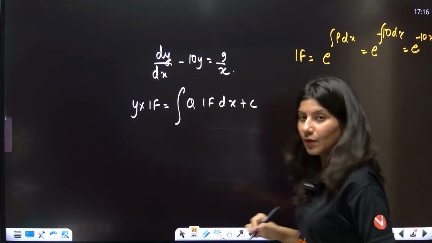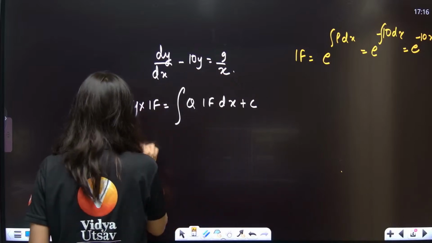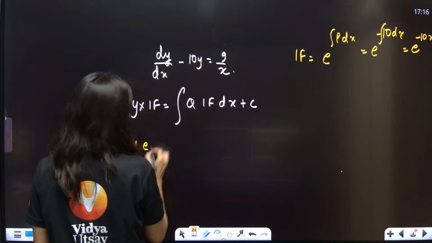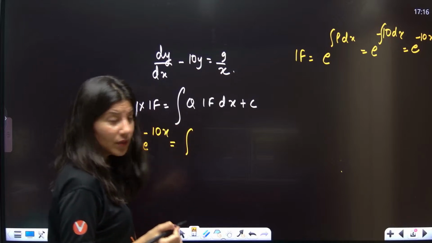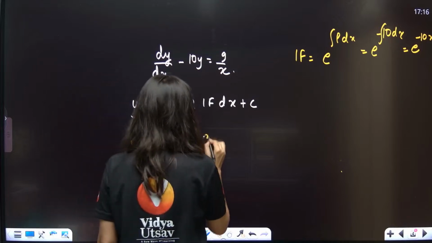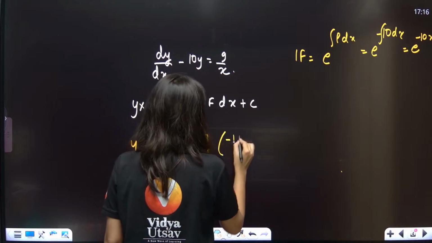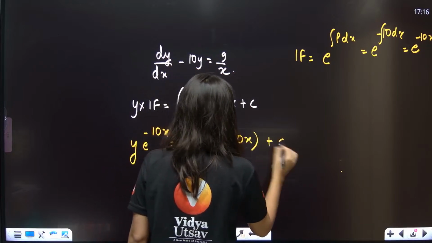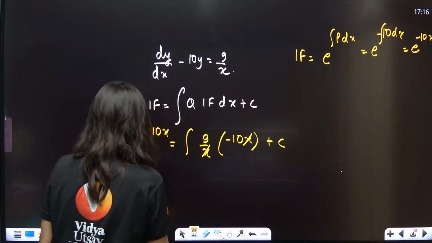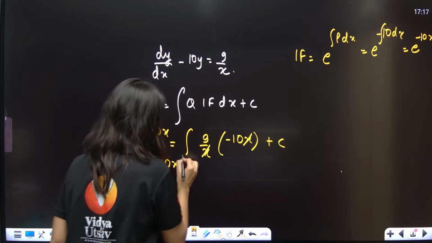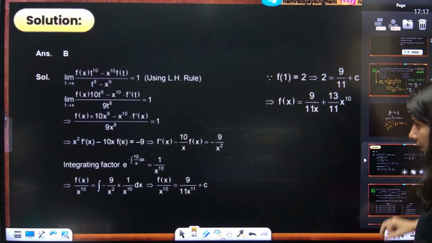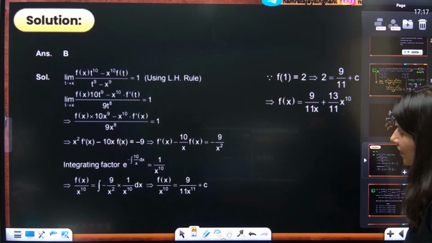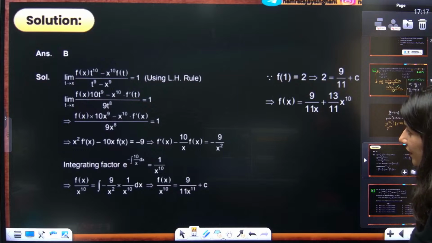So y multiplied by integrating factor e raised to power minus 10x is equal to integration of q. Q over here is 9 by x. This is minus 10x plus c. x cancel. y e power minus 10x. Let me just check. Am I doing the correct job over here? Oops, integrating factor. I have calculated it incorrectly.